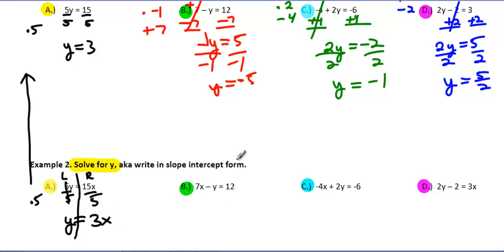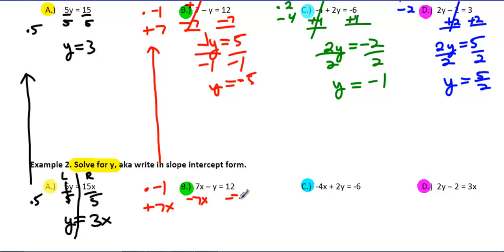Okay, let's take a look at B. You'll notice this time, the 7 has an x with it. So again, when I look at this, I'm going to say, what's being done to y? Well, we're multiplying by negative 1, and we are adding 7x. Notice again how similar these two things are. So the last thing I say is the first thing I get rid of.